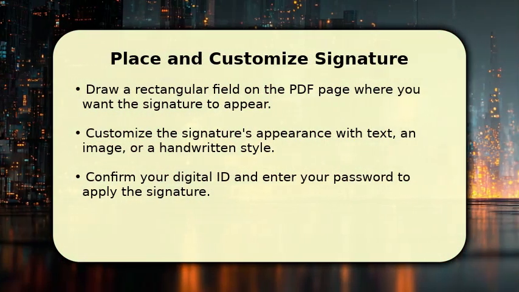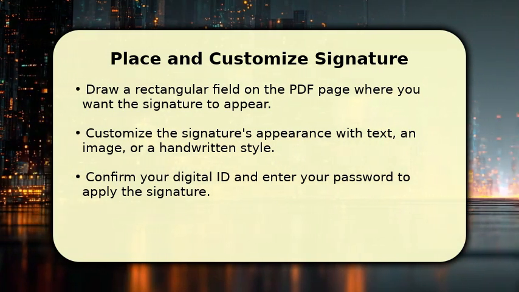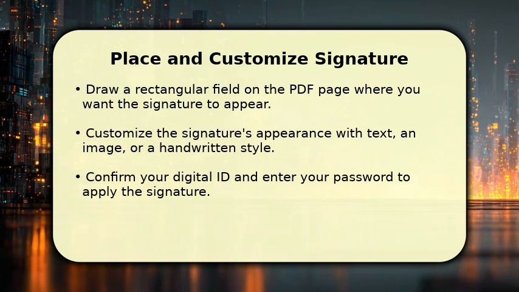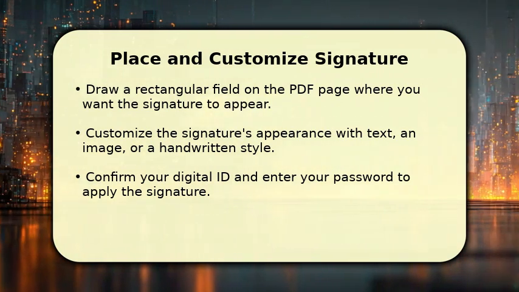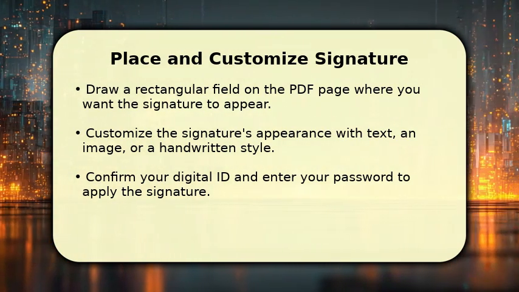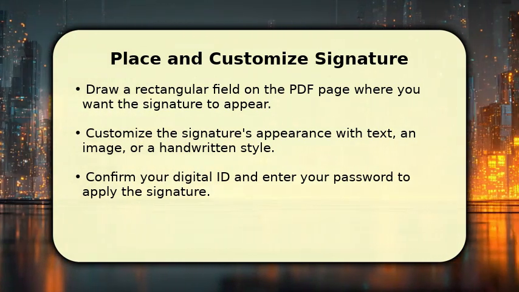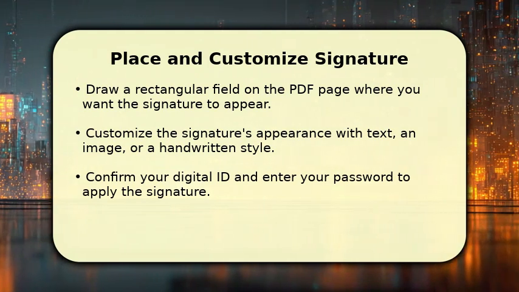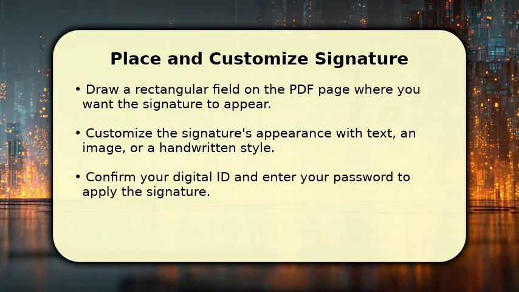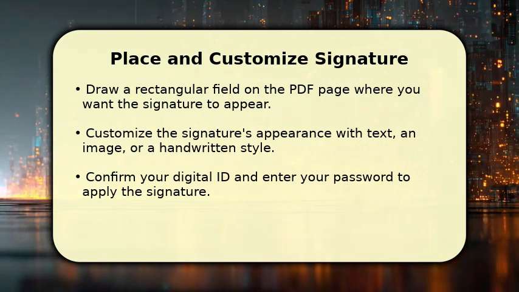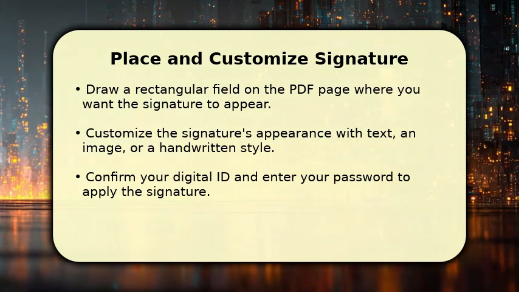Once your digital ID is ready, you can place your signature. Simply click and drag your mouse to draw a rectangular signature field on the page where you want your signature to appear. After drawing, a Sign Document dialog box will pop up. Here, you can customize the appearance of your signature, choosing from various options like text, an image, or even a handwritten signature. Confirm your digital ID and password, then click Sign to apply it.